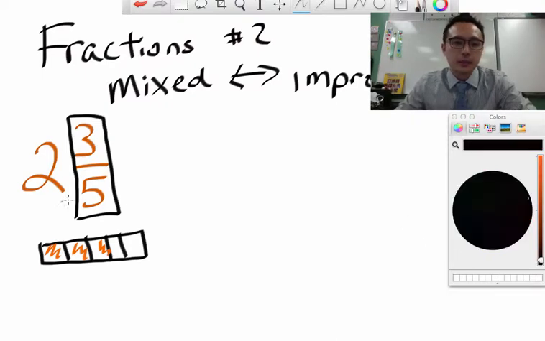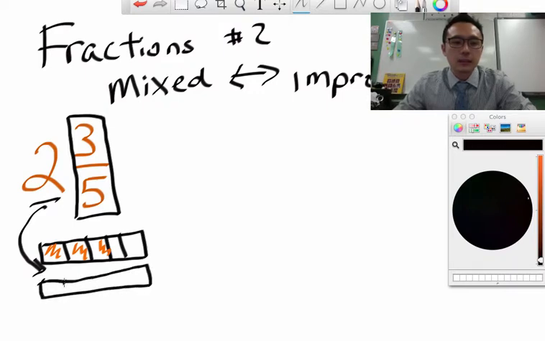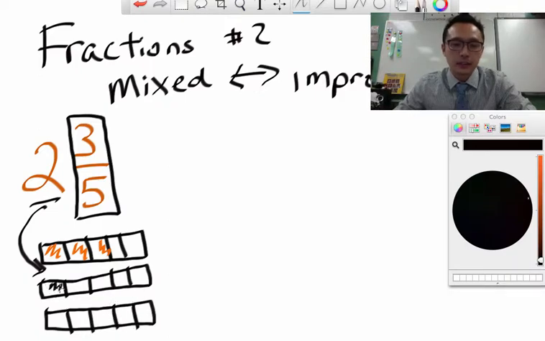But you're not done yet because you have this whole integer. Since you have 2 of them, you have 2 complete chocolate bars that can be divided into 5s. And since you have 2 of these, that means they are all filled in, or you have 2 complete sets of them. So this is what 2 and 3/5 will look like. So this is 1, 2, and this is your 3/5.